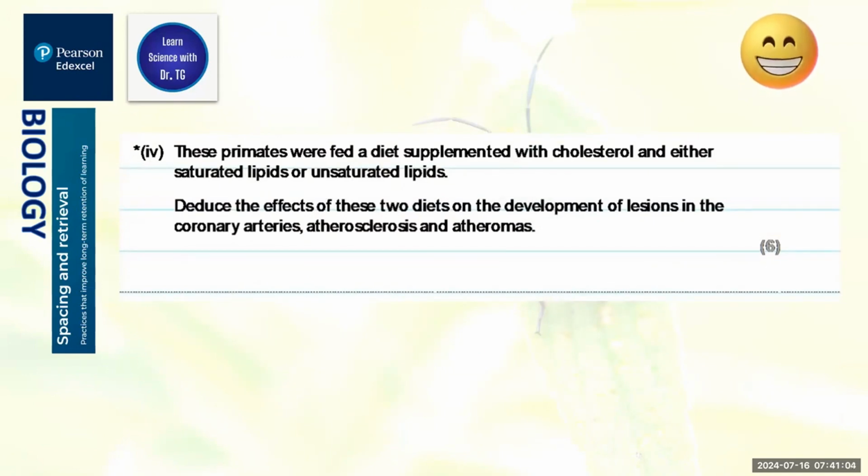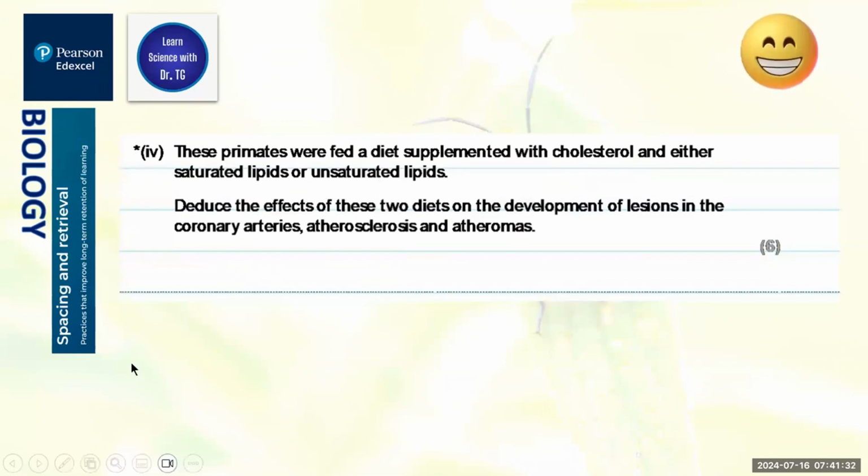Okay, now we are coming to the most important part of these questions. This is my whole intention, to give you the analysis of the data, how you can analyze the data, and how you can use the statistical test to make a conclusion. These primates were fed a diet supplemented with cholesterol and either saturated lipid or unsaturated lipid. Deduce the effect of these two diets on the development of lesions in the coronary arteries, atherosclerosis and atheromas.